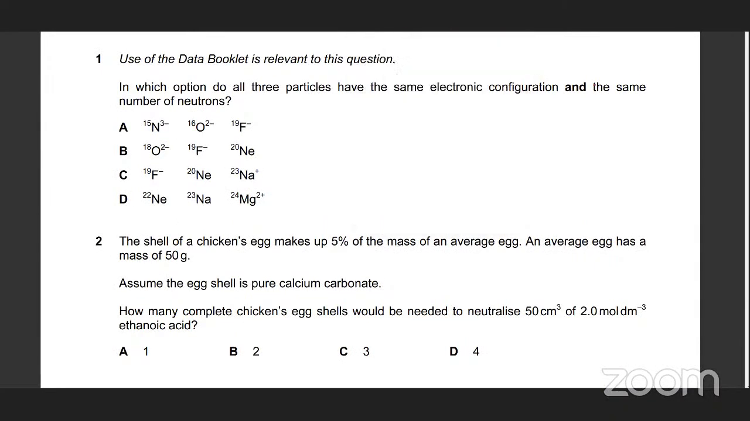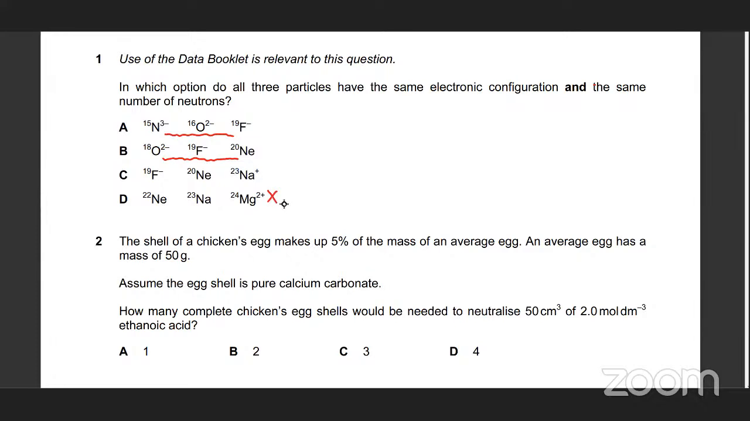So पहले वाले में it looks like they have the same number of electrons because N 3 minus means 10 electrons, 10 electrons, 10 electrons. So all of them have 10 electrons. In B also, they all have the same number of electrons. Because oxygen is 8, 2 minus means 10 electrons. Neon is 10. Sodium, I said this one doesn't, because sodium would have 11 electrons. It doesn't have a charge. So the last one is obviously incorrect.